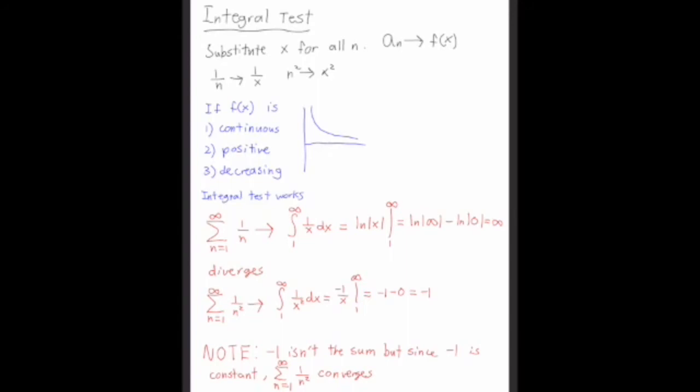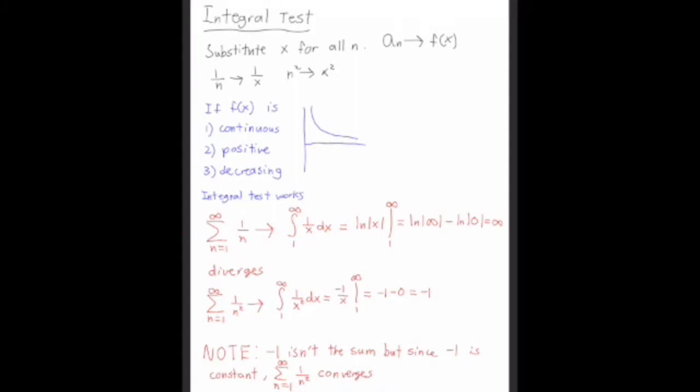So I convert it to the integral from 1 to infinity of 1 over x dx, which becomes ln of x evaluated from 1 to infinity. And that's just ln of infinity, which is just infinity, minus ln of 1, which is 0, which is still infinity, which means this series diverges.